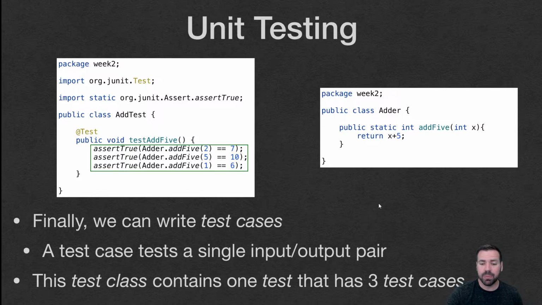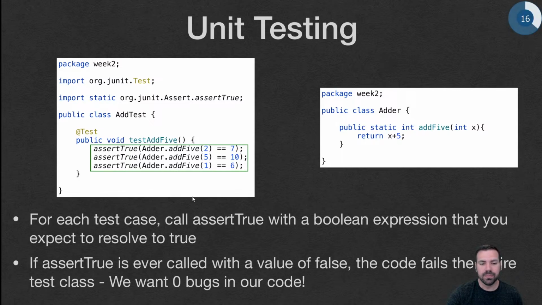So I'm giving this a Boolean expression that's going to call the method I'm testing. In the adder class, I'm going to call the add5 static method. And notice that these are in the same package. Just a quick side note. These are in the same package.